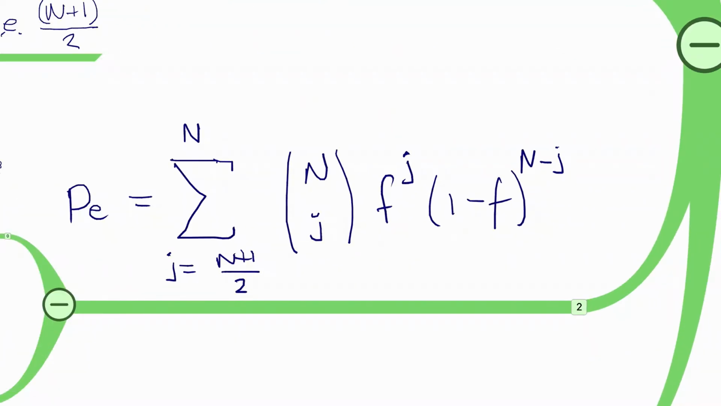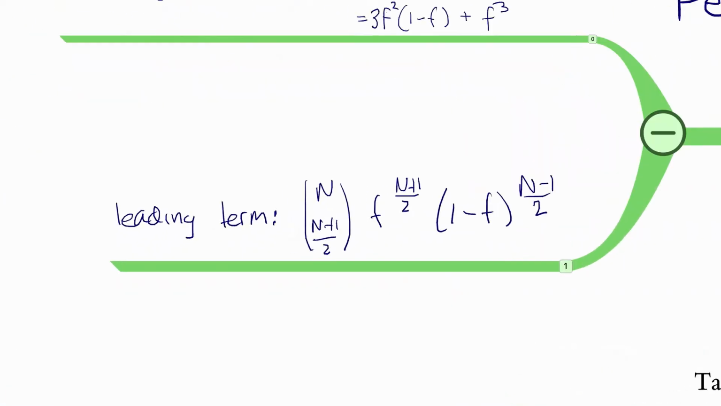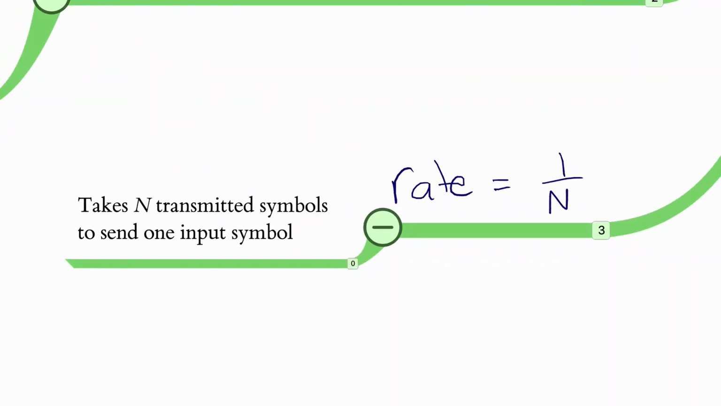Now to simplify it further, rather than take the entire sum, let's take the leading term. Now the leading term in the sum would occur either when this prefactor is large, or since f is small, when j is small. And because this is the binomial expansion, this happens to coincide at j equals (n+1)/2. So the leading term will be n choose (n+1)/2, and then we flip (n+1)/2 of the symbols and leave the rest alone. And the rate is simply 1 upon n, since we're taking n transmitted symbols to send one encoded symbol.